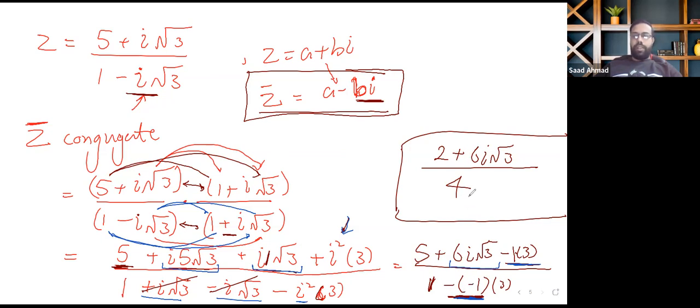And then the above 5, this is minus 3. 5 minus 3 is 2. 2 plus 6I square root 3 over 4. That's the final answer. You can say we were dividing the two complex numbers. So we divide them this way. We get rid of the I term from the denominator.